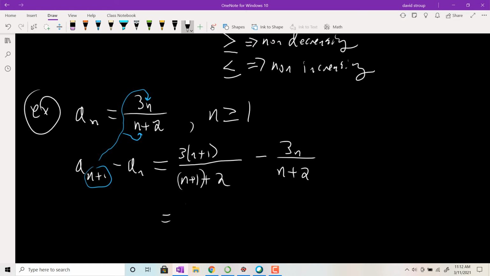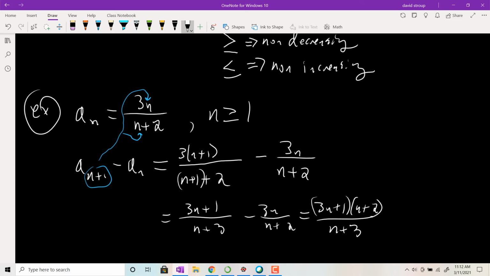I'm going to distribute the 3, so get 3n plus 3. N plus 1 plus 2 is n plus 3, minus 3n all over n plus 2. Find a common denominator, so 3n plus 3 times n plus 2 all over n plus 3 times n plus 2, right? I forgot that. Minus 3n times n plus 3 all over n plus 2 times n plus 3. Some busy work here.